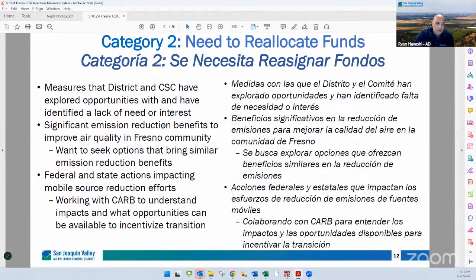And so just kind of re-emphasizes the importance of finding measures that are going to get emission reductions. And so we're still working with CARB to fully understand what those impacts are. It's a very complicated situation. I know CARB has been working on this very diligently, very hard to understand what those impacts look like.